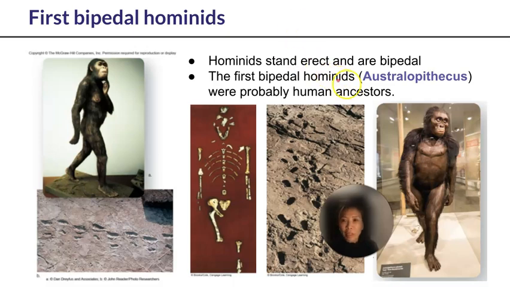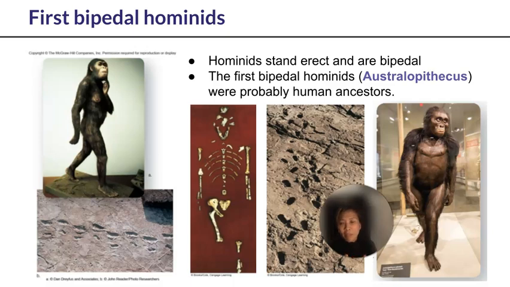And so here is an Australopithecus, and these hominids were believed to be the first ones where hominids started to stand erect and become bipedal, meaning we're walking on our two feet. And so they were probably the earliest human ancestor. It's believed that they arose about 4 million years ago.